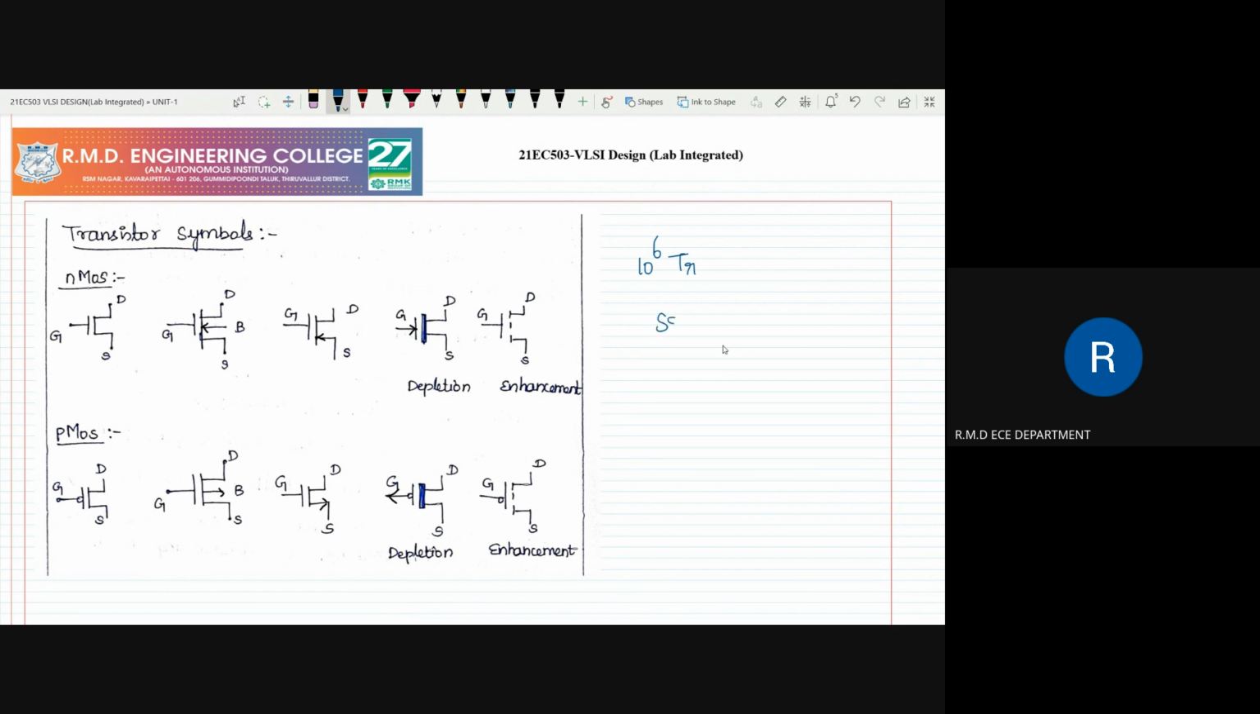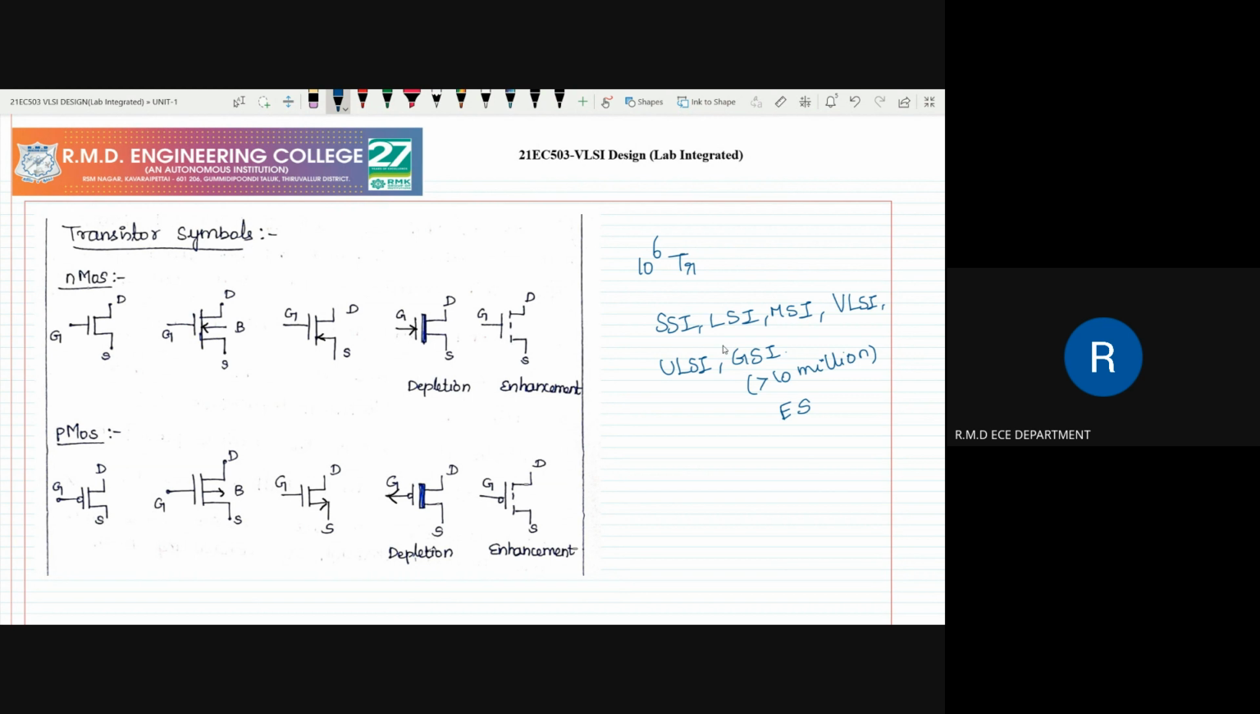Before that we have SSI, MSI, LSI, and now it is VLSI. After this you have ULSI, and finally we have GSI. The expansions of these are small scale integration, medium scale, large scale, very large scale, ultra large scale, and giant scale integration. Giant scale means more than 10 million transistors implemented in a chip. An example for GSI is our embedded system.